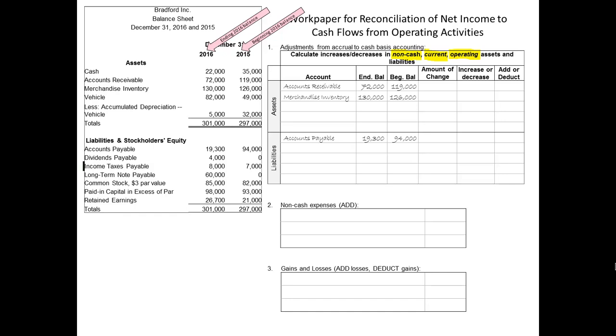The next liability is income taxes payable. Is this a current liability? Yes. Is income taxes payable an operating liability? Yes, because cash paid for income taxes will be included in the operating activity section of the statement of cash flows. We'll enter income taxes payable in the liability section of our work paper, along with the ending and beginning balances. The only remaining liability is long-term note payable. You can tell from its name that this is not a current liability, so we will not enter it in our work paper.